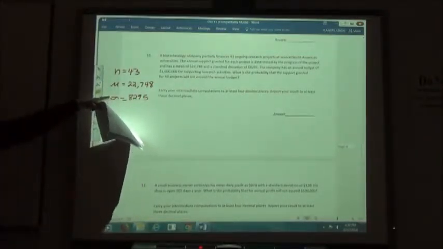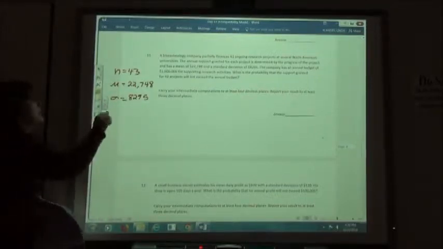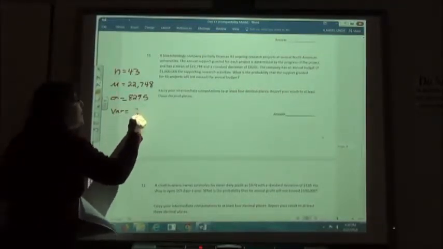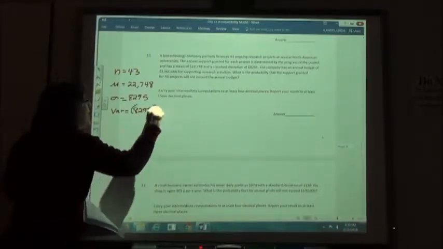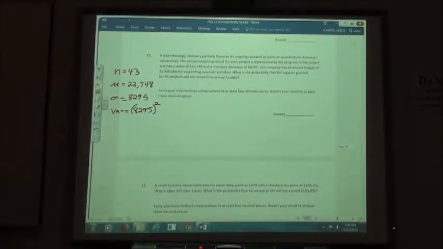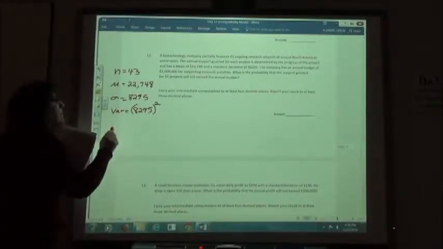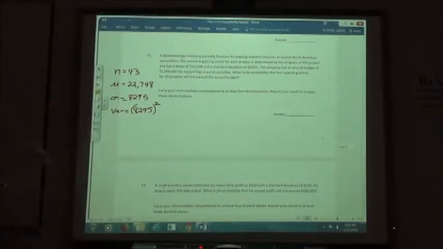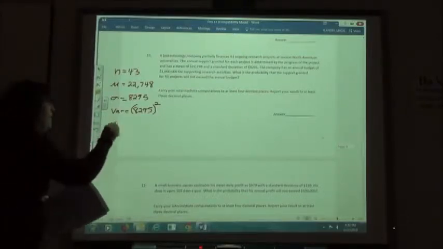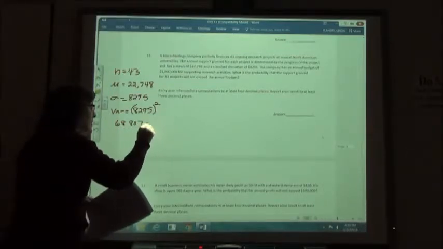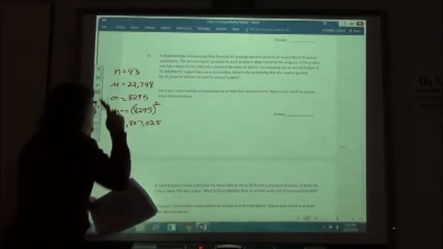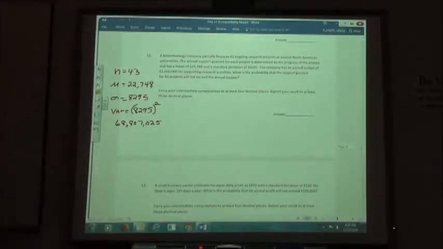Again, if they give us the standard deviation, we really want to know the variance. So for the variance, we're going to take that 8,295 and square it. We're going to have a nice big number. Go ahead and figure out what that variance is. 68,807,025. Yep.